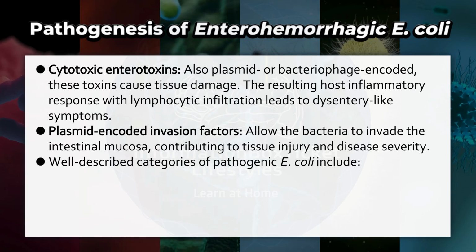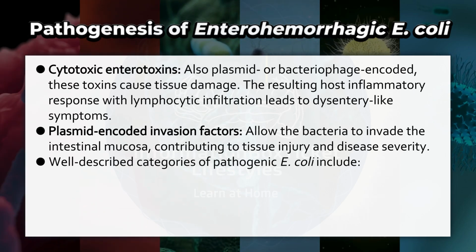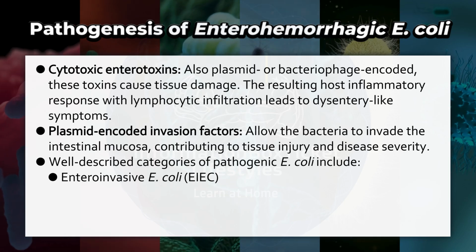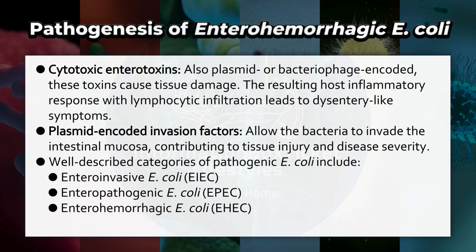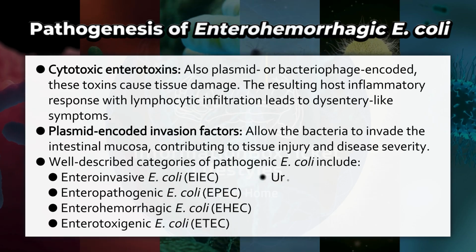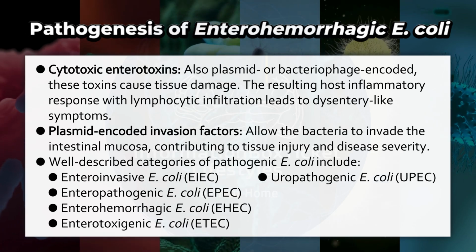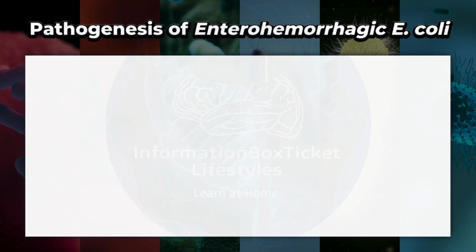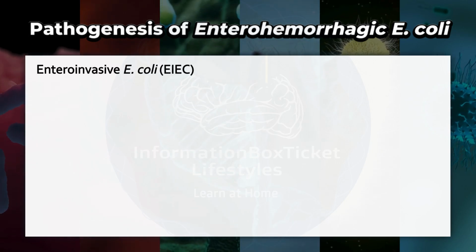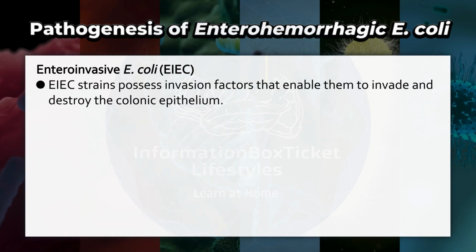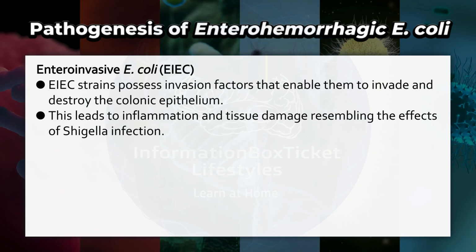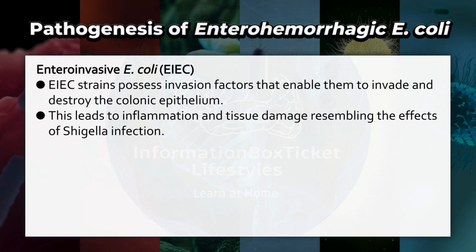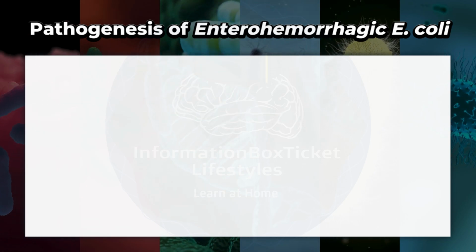Well-described categories of pathogenic E. coli include enteroinvasive E. coli, enteropathogenic E. coli, enterohemorrhagic E. coli, enterotoxigenic E. coli, and uropathogenic E. coli. Enteroinvasive E. coli strains possess invasion factors that enable them to invade and destroy the colonic epithelium. This leads to inflammation and tissue damage, resembling the effects of Shigella infection.